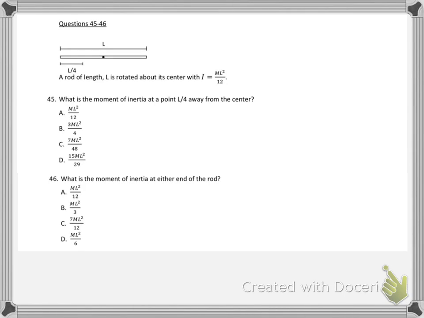Number 45 through 46, a rod of length L is rotated about its center with a moment of inertia of ml squared over 12. Number 45, what is the moment of inertia at a point L over 4 away from the center? So we have to use the parallel axis theorem.